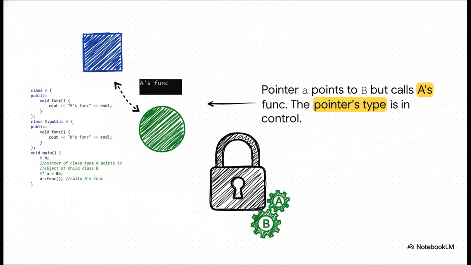Okay, look really closely at this piece of code. We create a pointer called A, and we say it's a pointer to an A. But then we make it point to an object of type B.